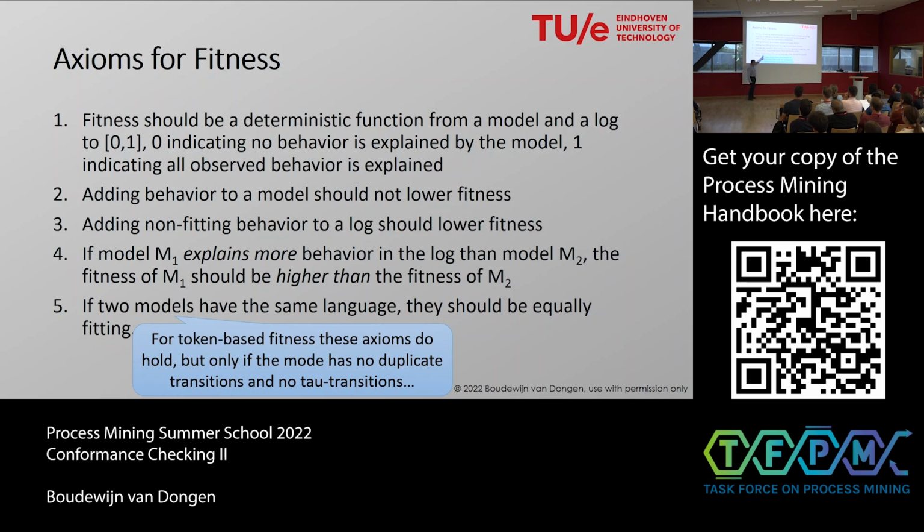Token-based replay does, if and only if we do not have tau transitions and we do not have duplicate labels. Then it satisfies these criteria, but alignments do not. And the problem is in the last part. If I take an arbitrary process model and I add a tau transition from the initial to the final place, then I change the best of the worst for every single trace in the log.